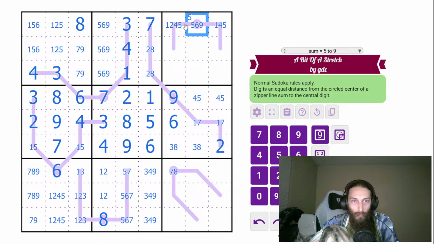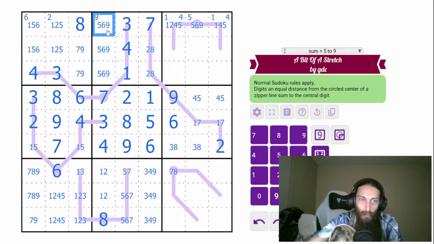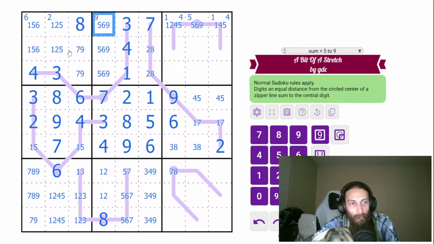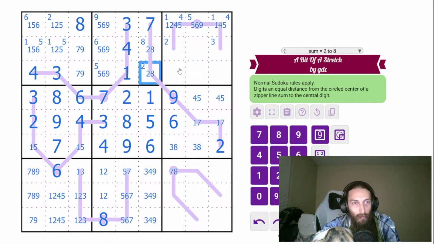Okay, well, if this was a 5, you'd have to have a 4. Right. So this would be 2, this would be 6, this would be 9. And that would become a 1-5 pair. So this would be 6 and 5. And we have 2 3. 3 and 2. It is 8 and 2.